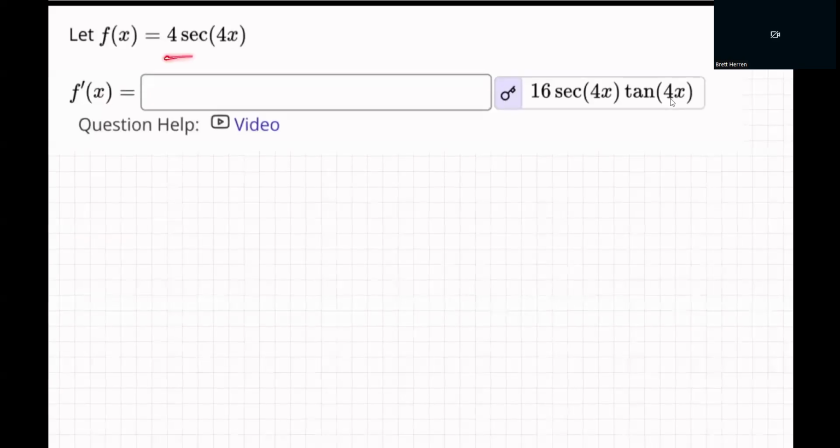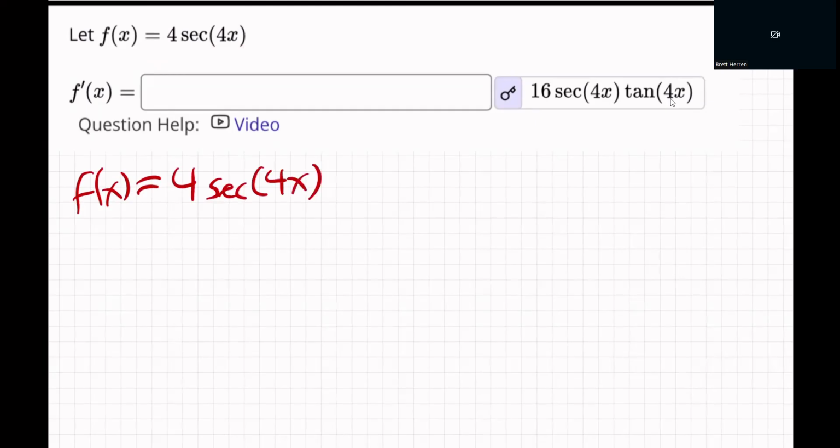Okay, so this question is 4 secant 4x. Let me rewrite it for us here. Okay, we want to take the derivative. Now, this is a function inside of a function, right? The 4 secant is the outside function, and the 4x is inside of it, right?